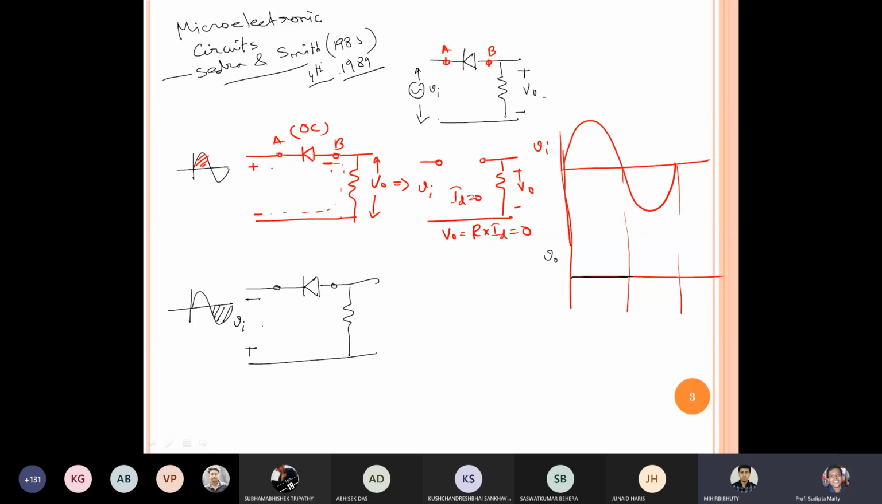Is it clear? Okay, so now this positive sign can be assumed in this way because it is connected to the resistor. So here it is negative, here it is positive, so it is normal bias condition. Okay, so it will act as a short circuit. So my equivalent circuit will be like this.